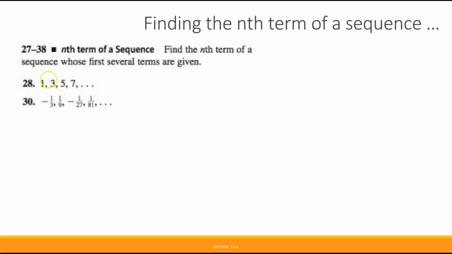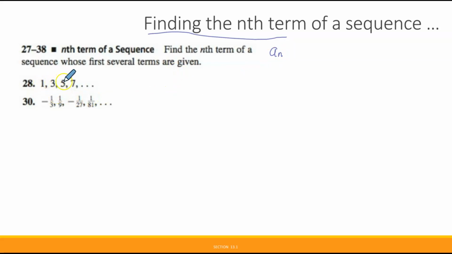Okay, so in the last section, we learned how to generate each term of a sequence. Here we want to say, is there a way to look at a pattern? Can I figure out the pattern and find an nth term of the sequence? What they're asking us to find with the nth term of the sequence is a sub n. We want to find that formula.